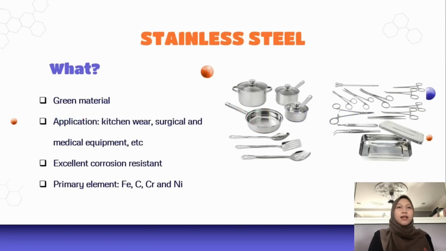For the stainless steel is a green material being utilized in a wide range of applications such as kitchenware, surgical and medical equipment, and many more. This metal was chosen primarily for its excellent corrosion resistance, as it is basically made up from multiple kinds of elements, which primarily consists of ferrum, carbon, chromium, and nickel.